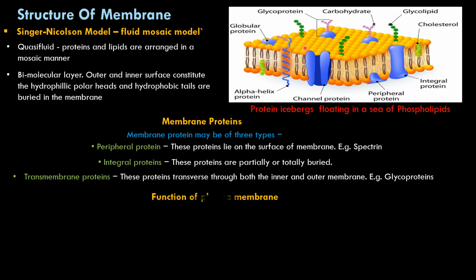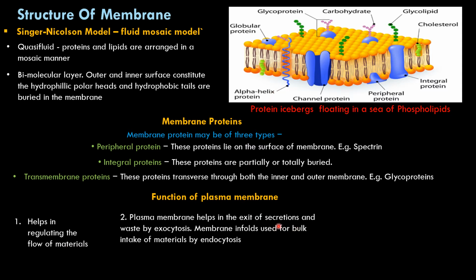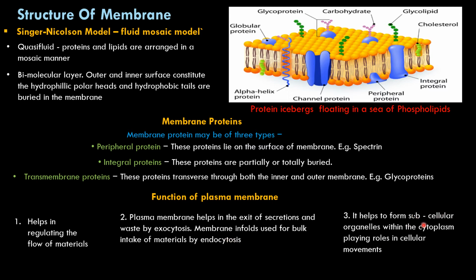So let's discuss a few functions of the plasma membrane. Other than acting as a protective cover for the cytoplasm, it also helps regulate the flow of material due to its selectively permeable nature. It also helps in the exit of secretions and waste by exocytosis. The cell membrane also folds up to take in materials by the process of endocytosis. It also helps to form subcellular organelles within the cytoplasm, which helps in cellular movement of substances within the cell.